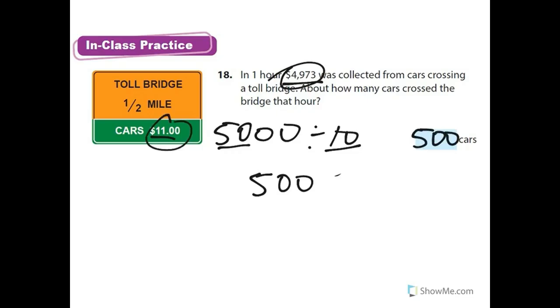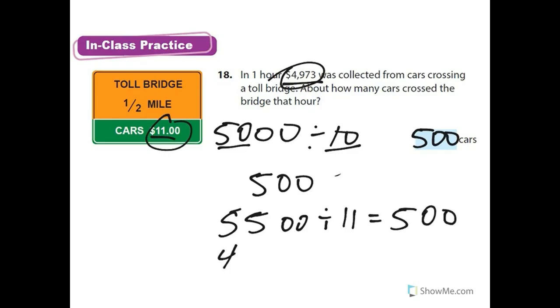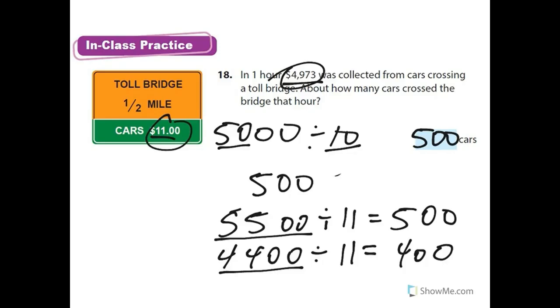If you kept 11, maybe 5,500 divided by 11, well, that's going to also be 5 with 2 zeros. 4,400 divided by 11, that's going to be 400. I think that's maybe a little too off, which is interesting because if you do the 5,500, it's going to make it closer, and 5,500 is farther away. But I would say the best estimate would be the 5,000 divided by 10, being 500.